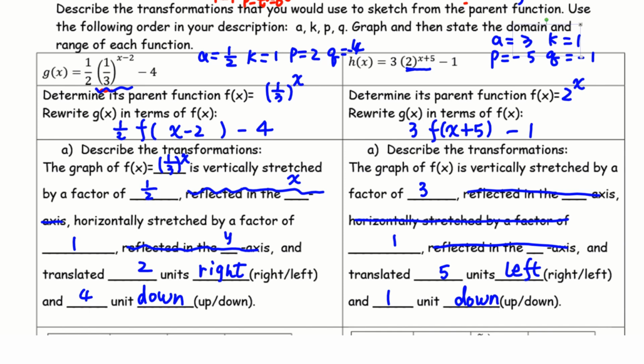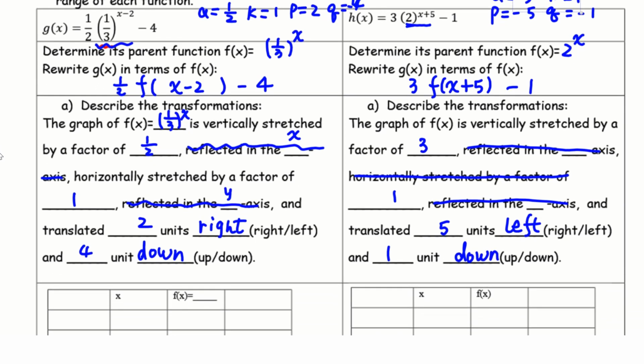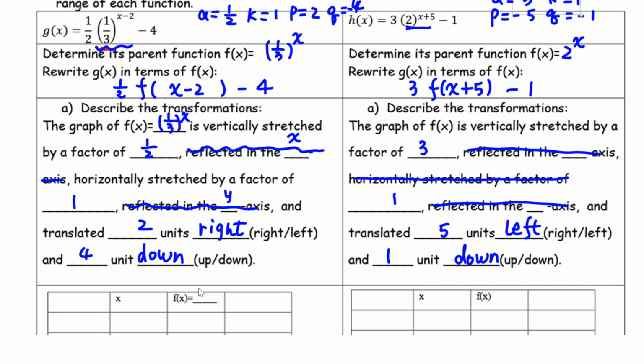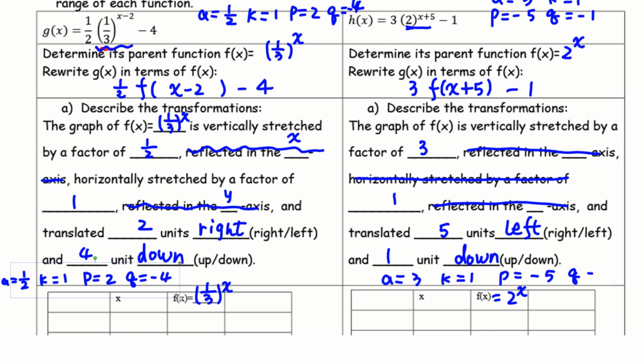So now we are going to base on the descriptions to do the graph. So this one function is 1/3 to the exponent x, and this one is 2 to the exponent x, and we copy the a, k, p, q here. So a is -1/2, k is 1, p is 2, q is -4. And this one a equals 3, k equals 1, p equals -5, q is -1.